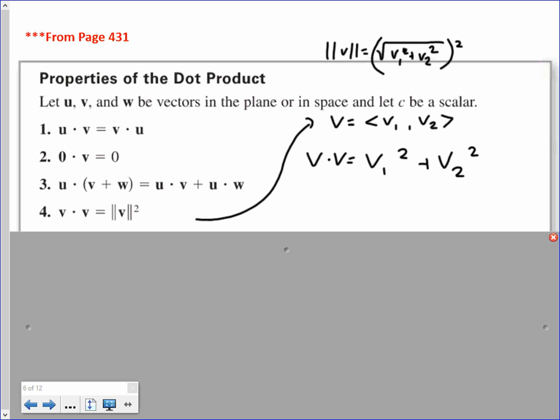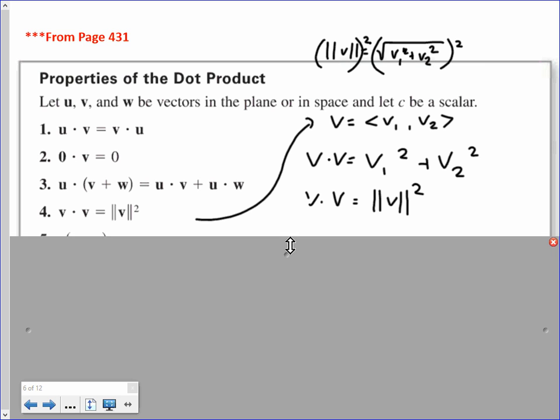Since there's no square root, it's really like we've squared both sides. So v sub 1 squared plus v sub 2 squared is really equal to the magnitude squared. And that's the property that they're giving you. Okay. So just something interesting.